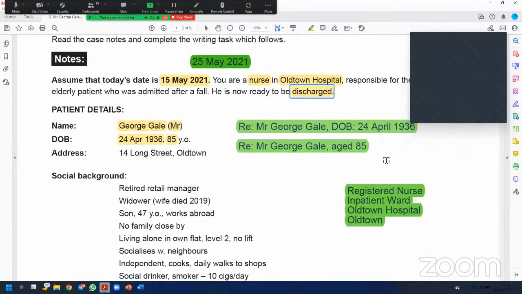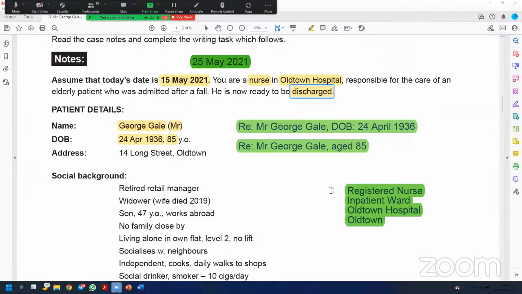So now, I'll tell you the sentences. You have to use those sentences. I'll give you some words which are very important. Now here, the words are Mr. Gale. Currently, he is now. Instead of now, you use the word currently. Currently, Mr. Gale is ready for discharge. So write like that.